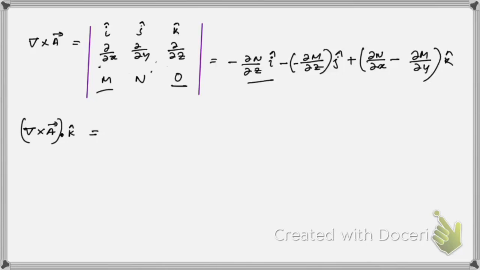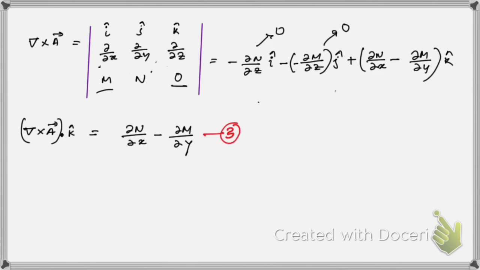So here you see we have i cap dot k cap, that's gonna be 0, right? So this term is gonna be 0, and j dot k is also 0, so this term will also be 0, and k dot k is gonna be 1. So what we're gonna get is del N by del x minus del M by del y. That's what we're gonna get, right? So hope you have understood. This is, suppose, equation number 3.